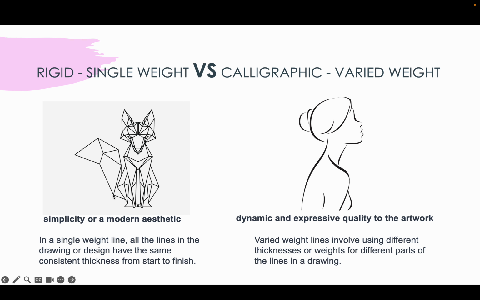They are the same width, while the varied weight line involves using different thickness or weight for different parts of the lines in the drawing. So in this part, you can see some parts are thinner, some parts are thicker, right?